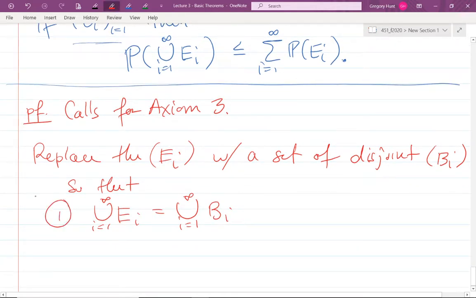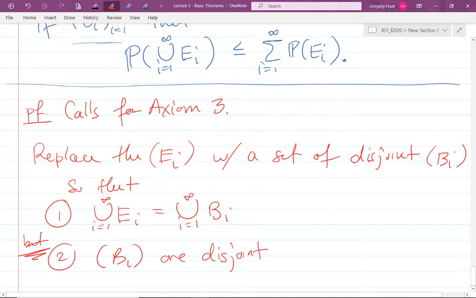The B sub i are going to be like these mirrored E sub i. They're going to preserve the union. But, importantly, these B sub i are disjoint. So they're like a better version of the E sub i. The E sub i are not necessarily disjoint, so we can't use axiom 3. We want to say something about the probability of the union of these E sub i. So let's replace them with a better version, a set of B sub i. They have the same union, but are better because they're disjoint.